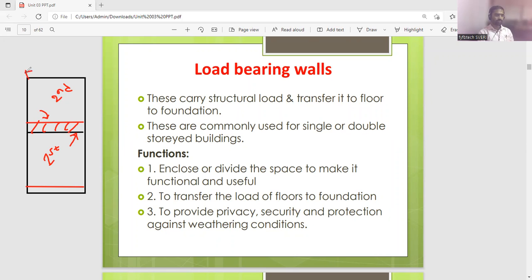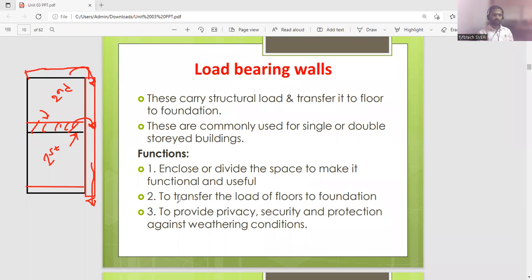Again for this second story there is a slab, so your wall is there here, correct? So there is a wall. What it will do, it will carry the entire load. So the load of this slab is transferred to this wall. This floor's load is transferred to the wall, hence finally the wall to the foundation.